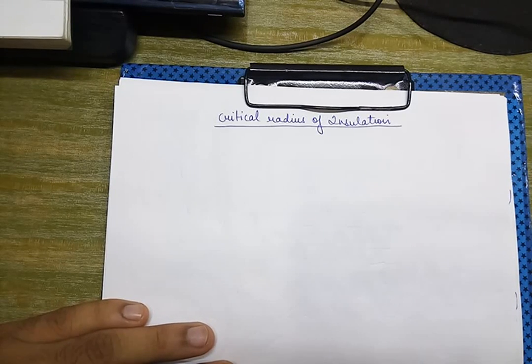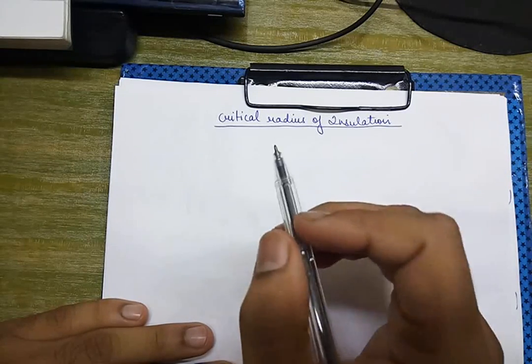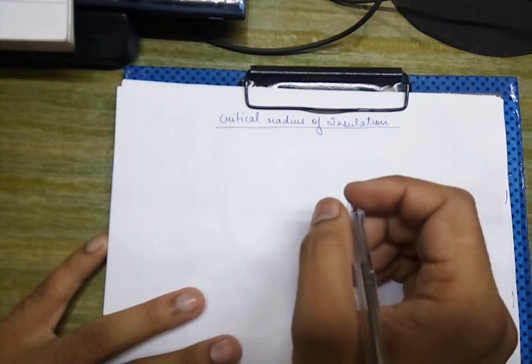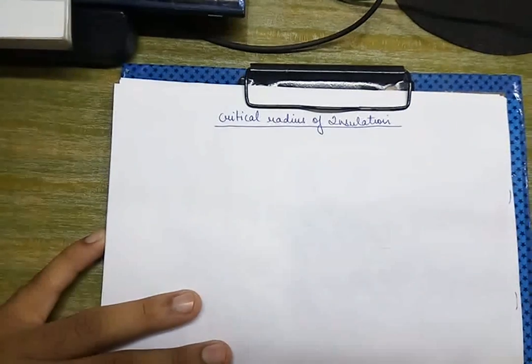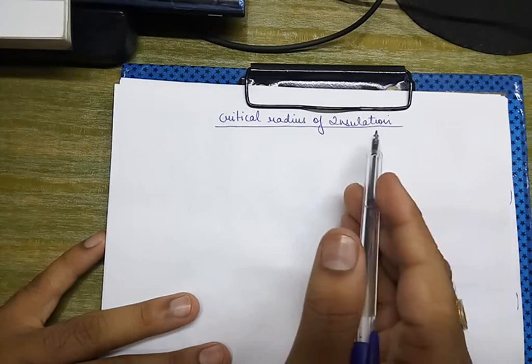Till the last lecture, we have studied the basics of conduction, convection, and radiation, and we also studied in depth the topic of conduction in case of slabs, in case of cylindrical wires, and in case of spherical systems. Now, today we will be discussing a very important topic, that is critical radius of insulation.